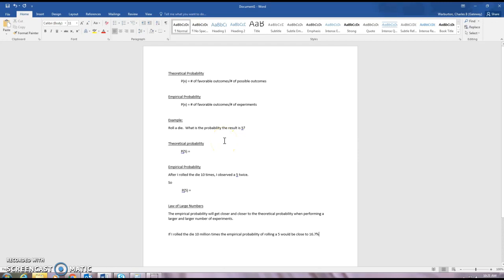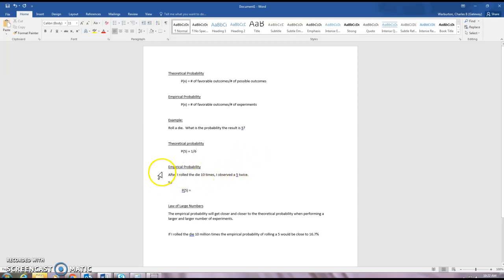For example, if you roll a die and you want to find the probability that the result is 5, on a 6-sided die, theoretically, you should roll a 5 1 out of 6 times, because there's only one 5 in the possible 6 outcomes, where the 6 outcomes are 1, 2, 3, 4, 5, and 6.